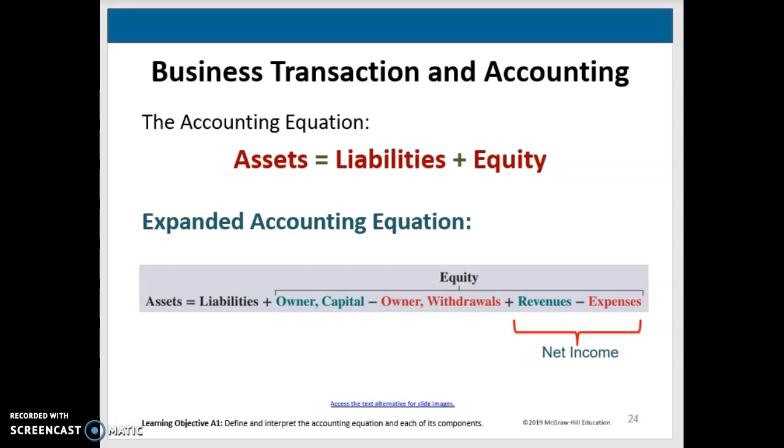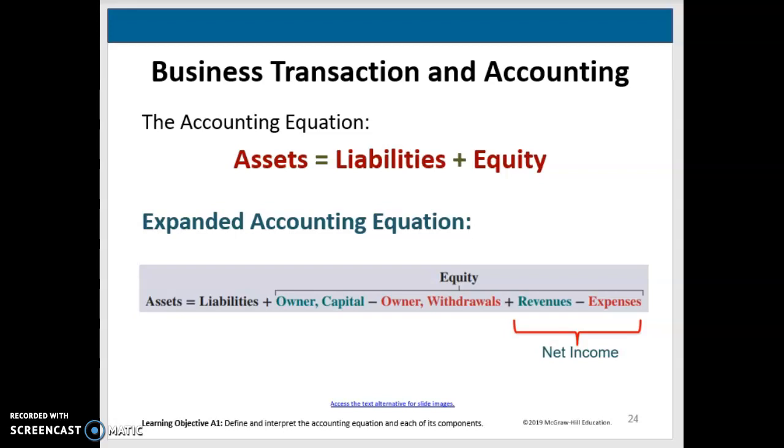Some examples might be wages payable, where we have to pay wages to our employees. We might use something called accounts payable, where we're going to pay our suppliers. We might have a note payable that we're going to pay to our bank. We might have a mortgage payable to pay for our mortgage on our building. Those are all liabilities, or things that we owe to someone else.